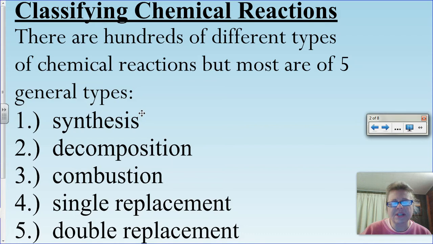There's hundreds of different types of chemical reactions, but there's 5 main categories that most reactions fall into: synthesis, decomposition, combustion, single replacement, and double replacement. And it's your job to figure out what kind of reaction you're presented with and what the products are going to be that come from that reaction.